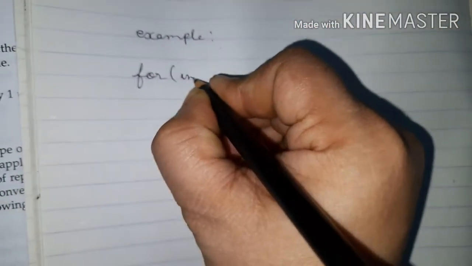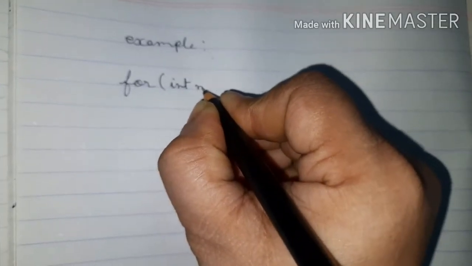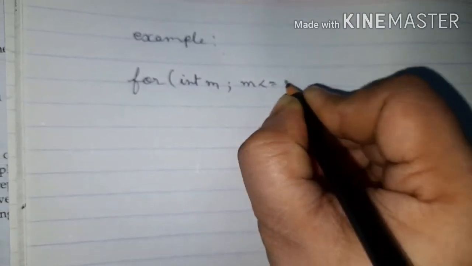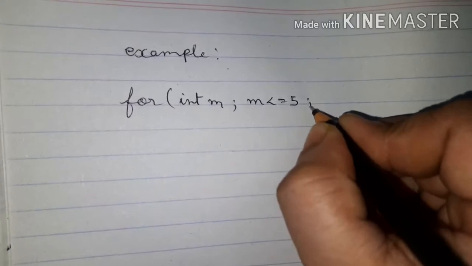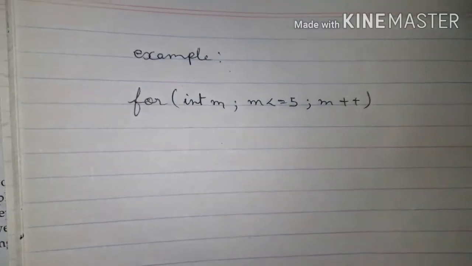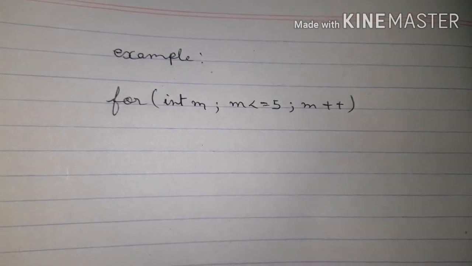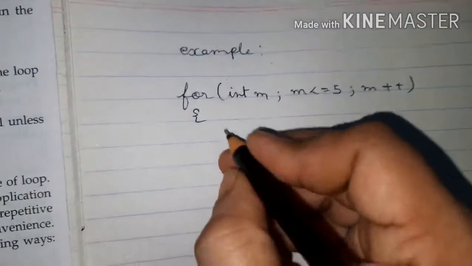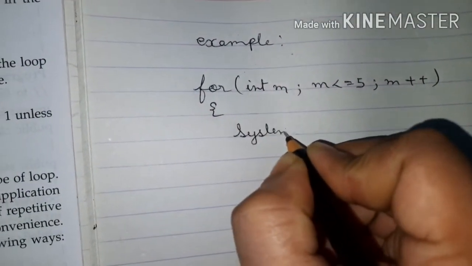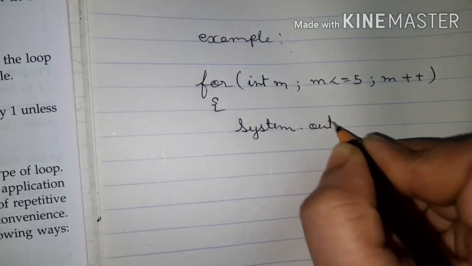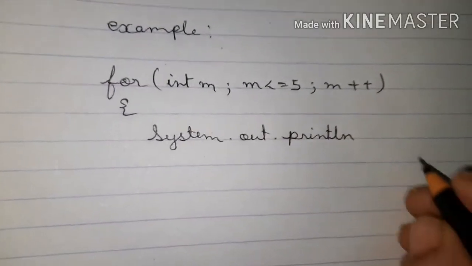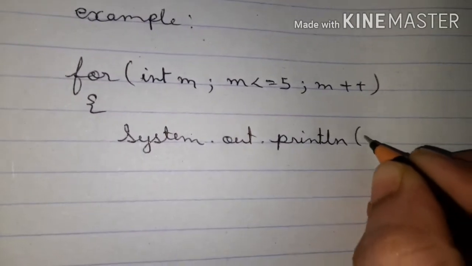So let's take an example. So for int m, where m is less than or equal to 5, m plus plus. Now we'll display, println, m.